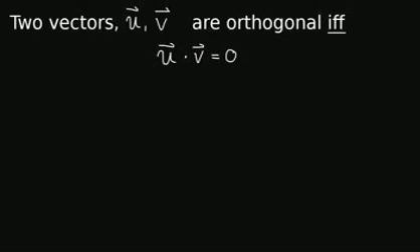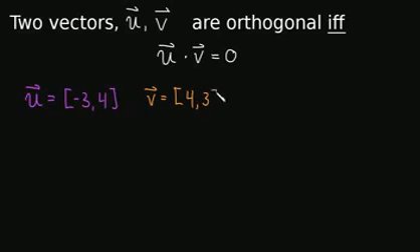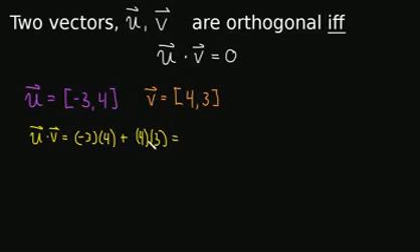So let's take two easy vectors with just two components and see what happens. So let's say u is equal to -3, 4, and v is equal to 4, 3. Well, let's do their dot product really quickly. u dot v is equal to -3 times 4, plus 4 times 3. Well, it's pretty clear this is -12 plus 12, so that's 0. So by definition, these two vectors are orthogonal.